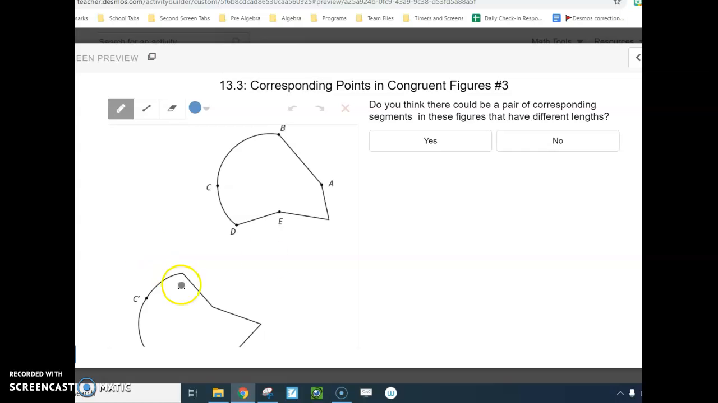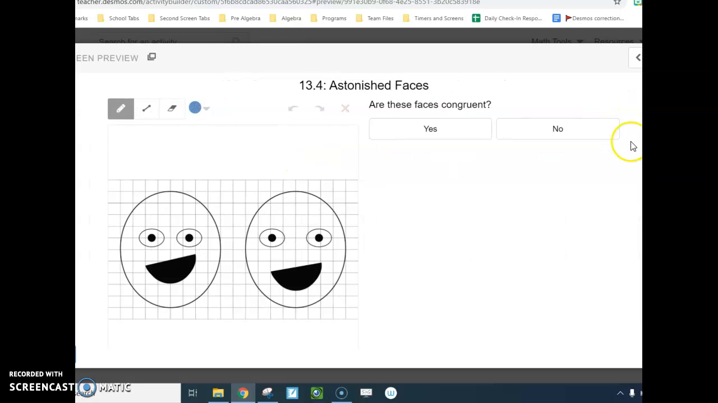All right, and then the question here is, do you think there could be a pair of corresponding segments in these figures that have different lengths? Okay, so would there be any way that you could ever have different lengths here if you're using corresponding segments? I'll let you think about that question. And then here, these are some faces. I want you to look at these and decide if they're congruent. Make sure that you're looking at all parts of the shape here.